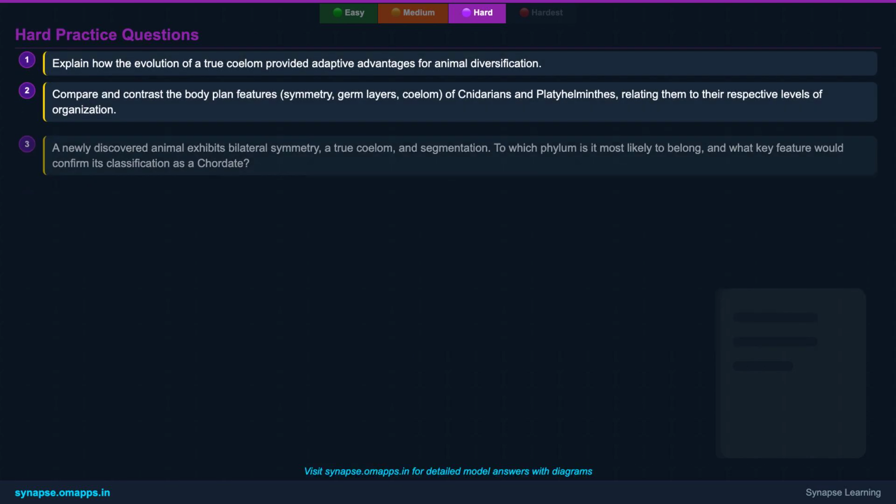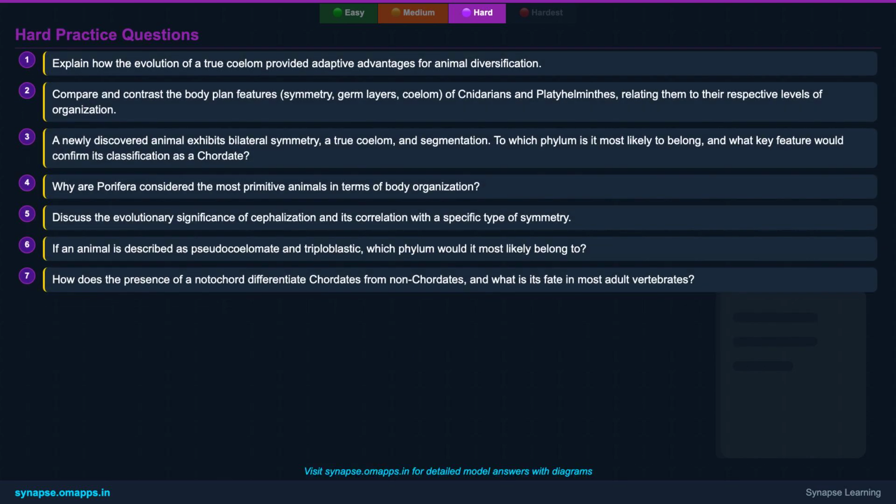It's time for some hard-level practice questions. These 7 questions require not just recall, but also critical thinking, comparison, and an understanding of evolutionary implications. For example, you might need to explain the adaptive advantages of a true column or compare the body plans of different phyla. One question asks you to identify a phylum based on multiple characteristics and then confirm a chordate feature. Pause the video, challenge yourself, and consolidate your understanding.